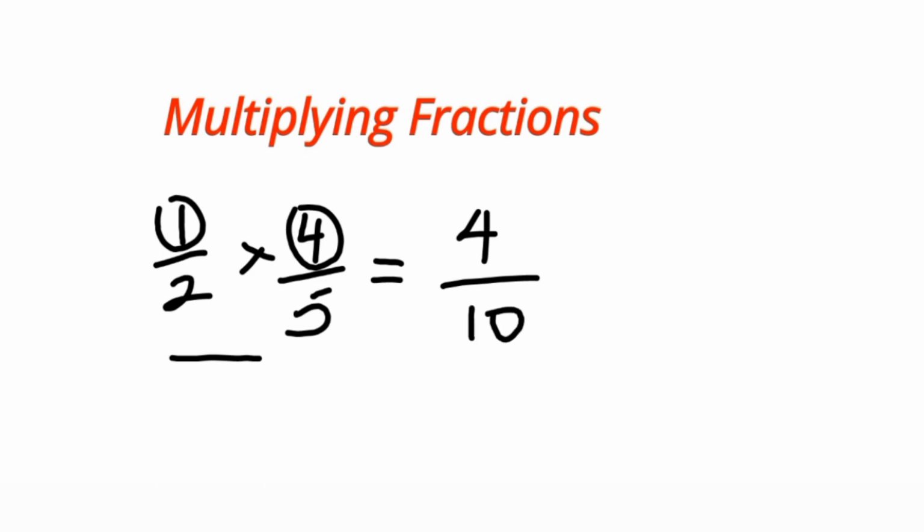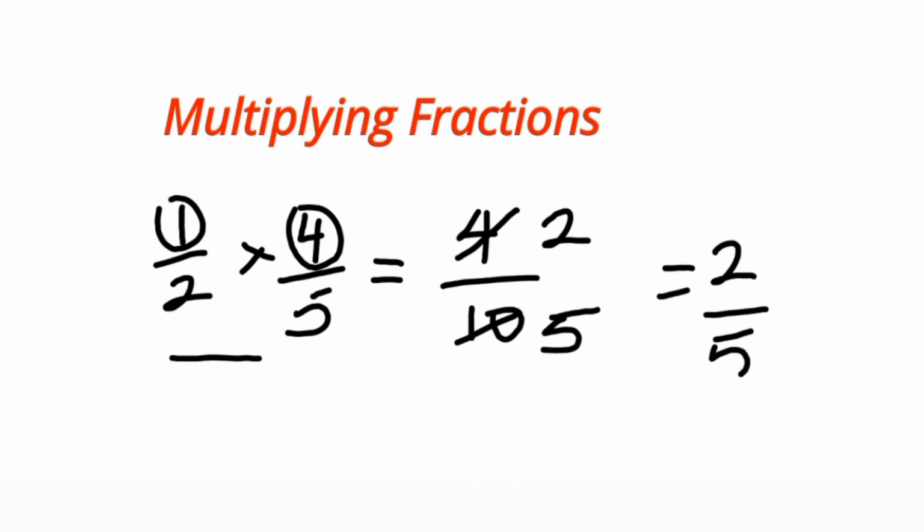The next thing you're going to do is try reducing it to its lowest term. So what do we do? We divide through by 2. When we divide here by 2, we are left with 2, and we divide here by 2, we are left with 5. So this is equal to 2 over 5.